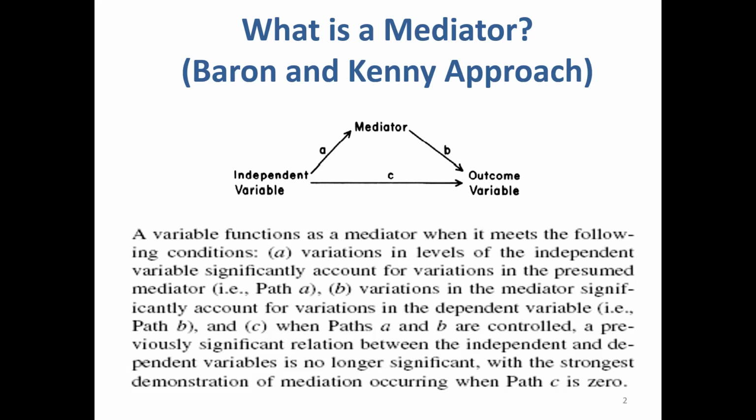And third is the situation where C is significant, but either A or B is not significant. That means the direct path is significant, but not the mediating path. This is a situation of what we call no mediation. There is no mediating effect. All three situations can come.